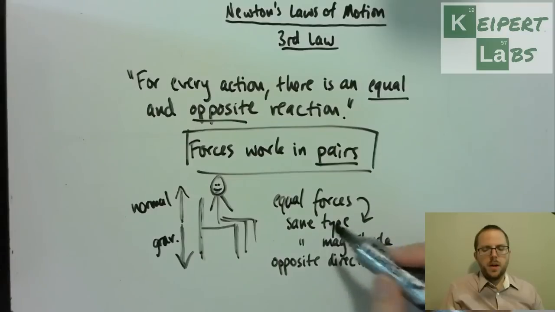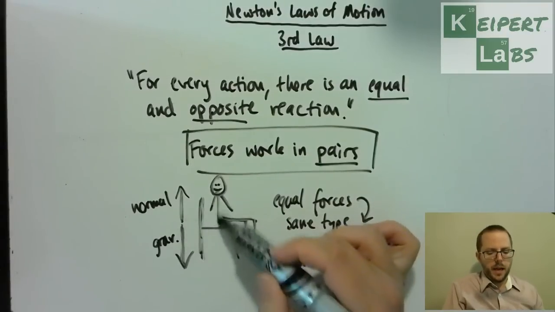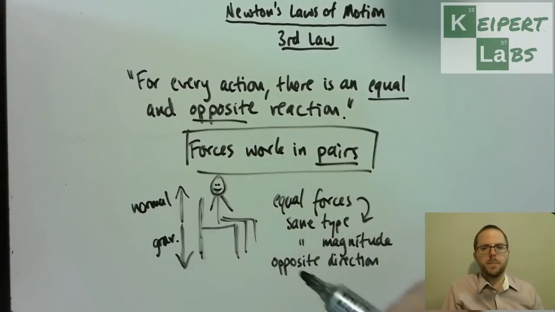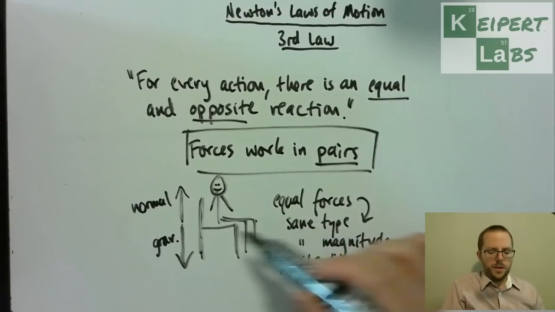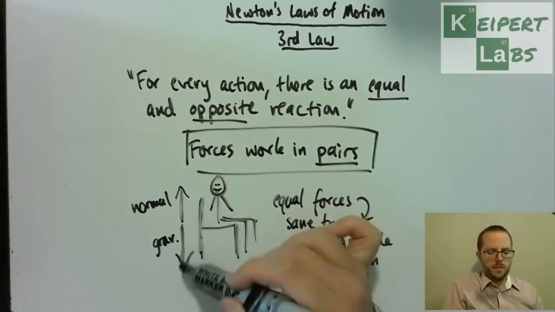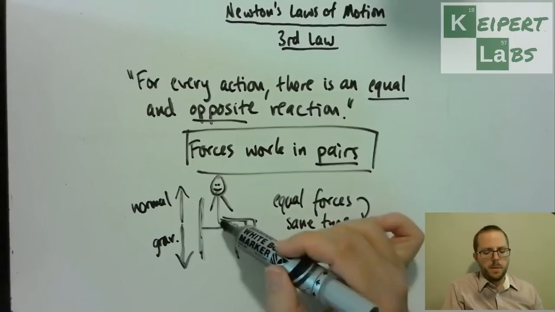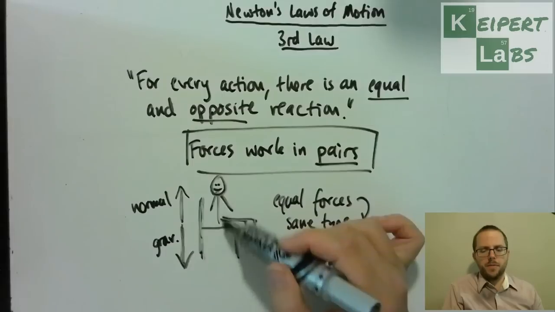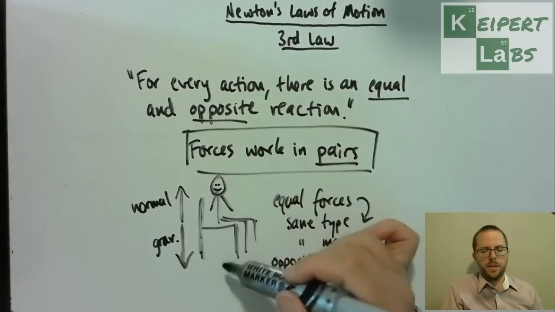Okay, so the same type of force, in this case a push. As he pushes down on the chair because of gravity, the chair pushes up on him with the same amount of force. The same type, the magnitude is the same. I've drawn my arrows the same length to reflect that as well. The chair pushes up on him with the same amount of force that he pushes down on it, and it's opposite in direction. One is up and the other is down.